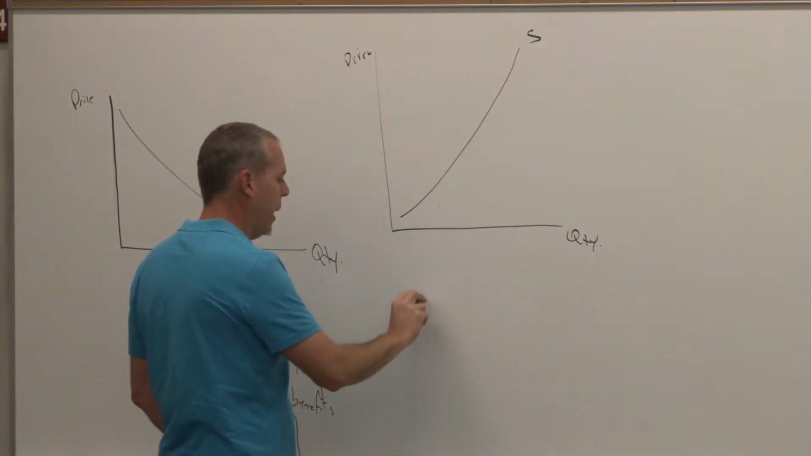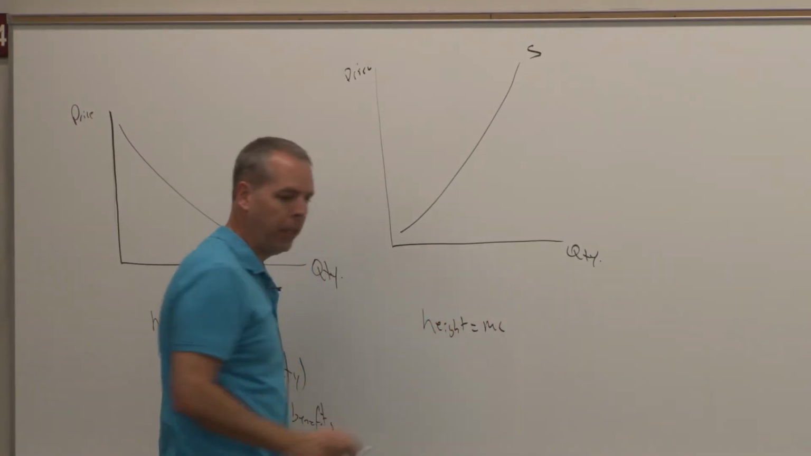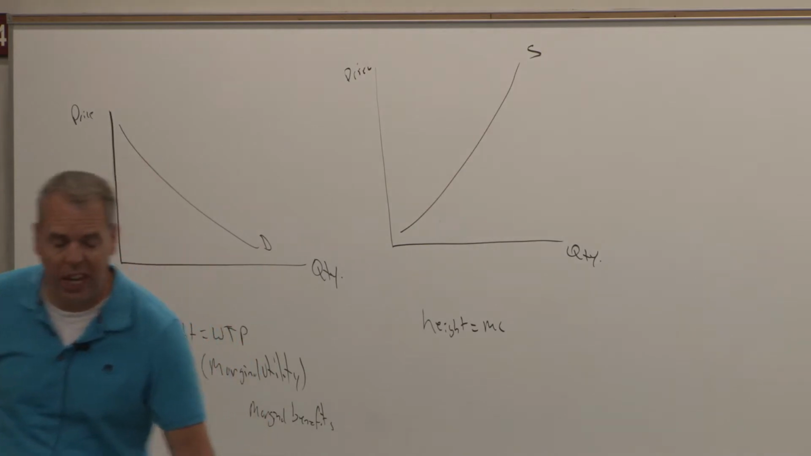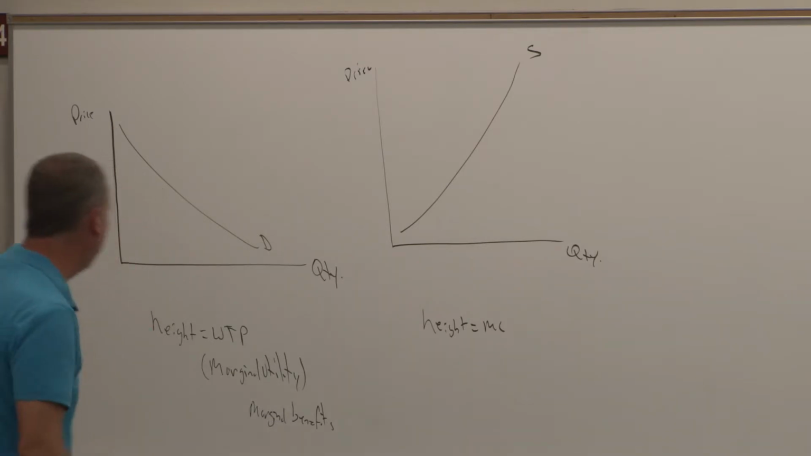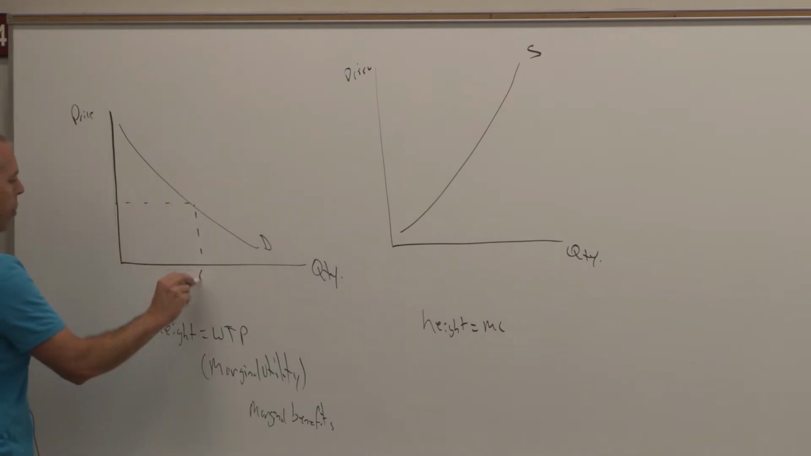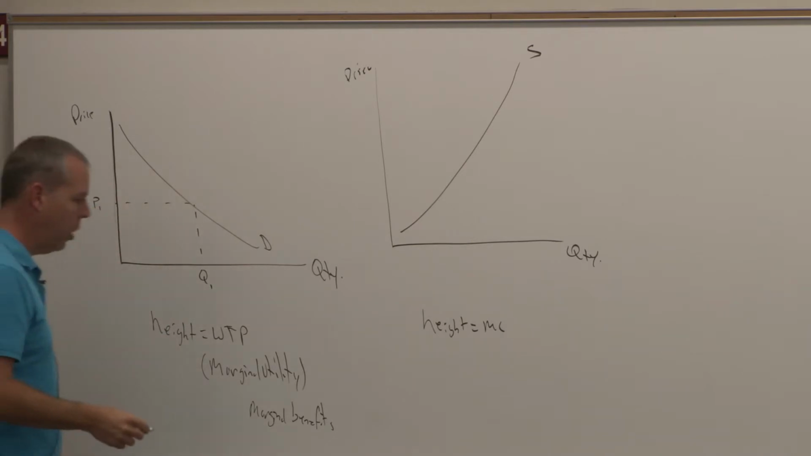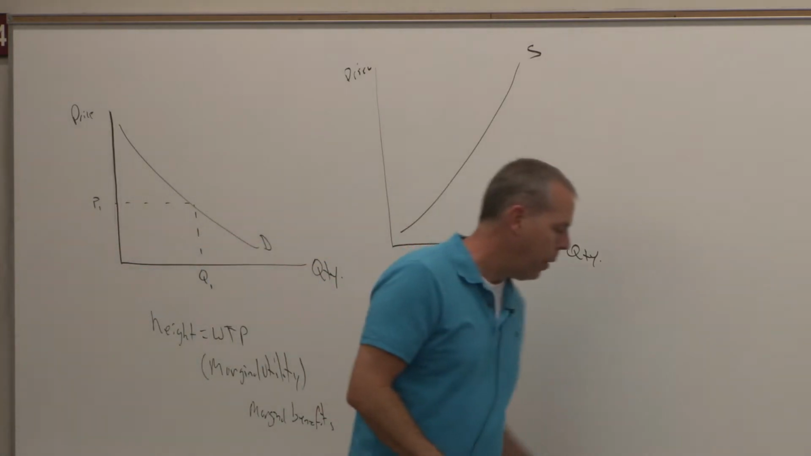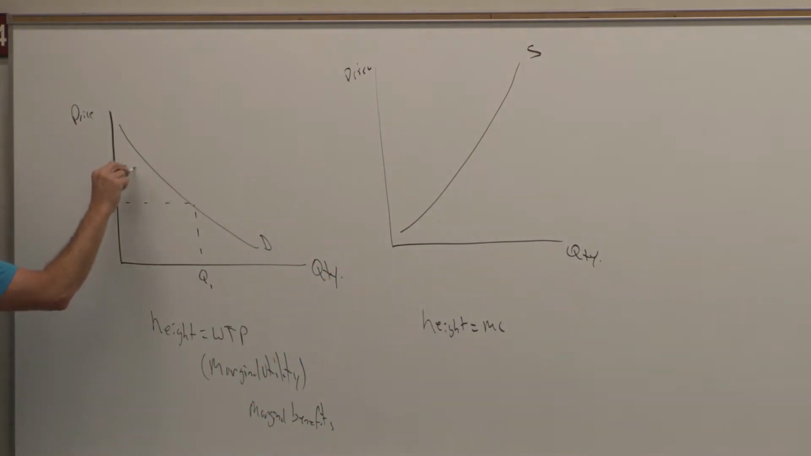We've got our supply curve here. We know that the height of this guy basically tells us marginal cost. He tells us how much each one of these individual units costs to make. So when we're looking at some price, whatever that price may be, say Q1, P1, we know that this area below the demand curve but above price is consumer surplus.